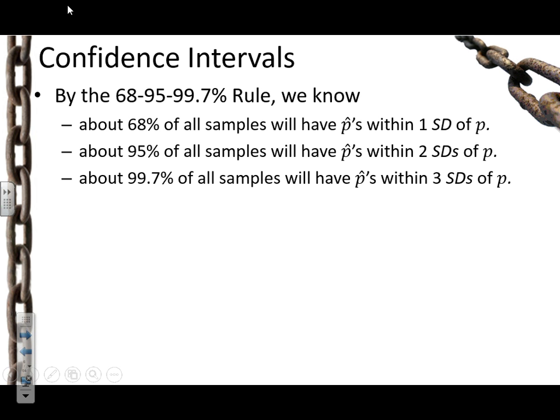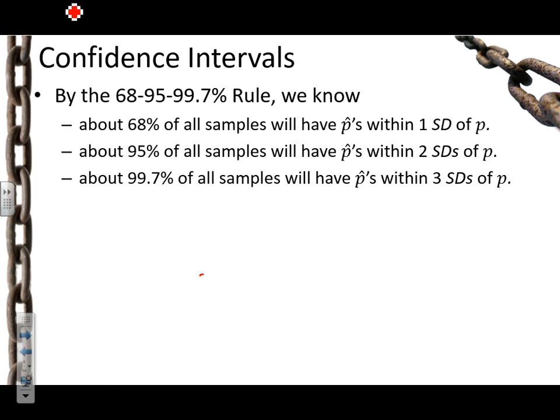95% of all samples will give us a sample proportion within 2 standard deviations. So again, if I took every single possible sample of a certain size, 95% of those samples are going to give me a value that is within 2 standard deviations of the true proportion. And then 99.7% of all samples will fall within 3 standard deviations.